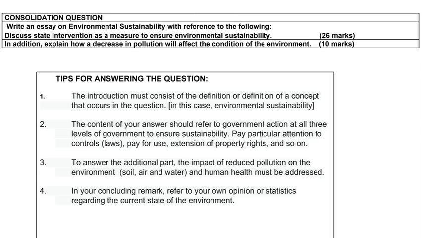Number 1, the introduction must consist of the definition of a concept that occurs in the question. In this case, your definition is on environmental sustainability and what that is. Number 2, the content of your answer should refer to government action at all 3 levels of government to ensure sustainability. Pay particular attention to controls or laws, pay for use, extension of property rights, and so on. Number 3, to answer the additional part, the impact of reduced pollution on the environment, which is the soil, air, and water, and human health must be addressed. In your concluding remark, refer to your own opinion or statistics regarding the current state of the environment.